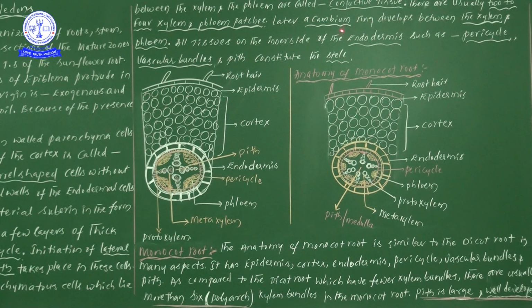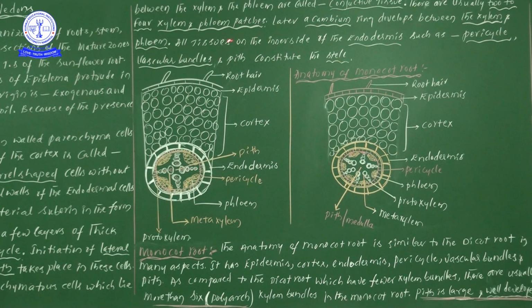And later a cambial ring develops between the xylem and phloem. Not now, but during secondary growth. During secondary growth, the cambial ring develops between the xylem and phloem members. The formation of cambium only takes place during secondary growth, between the xylem and phloem members.